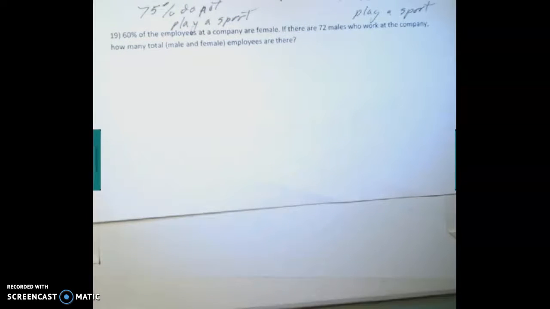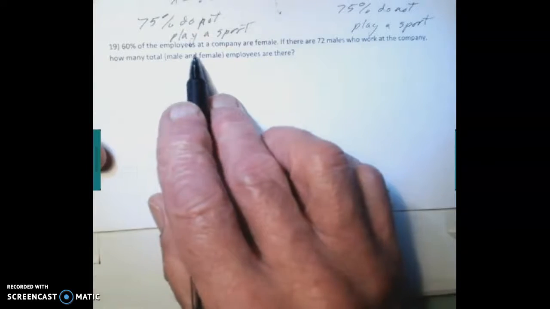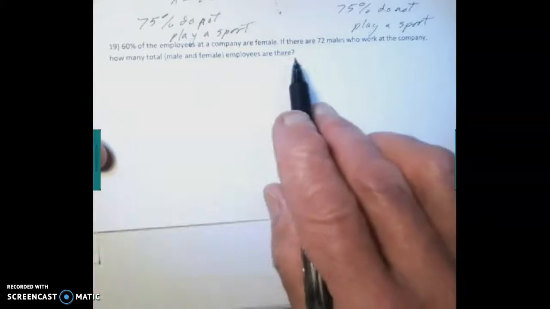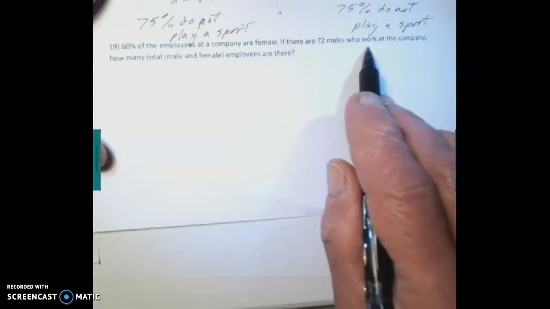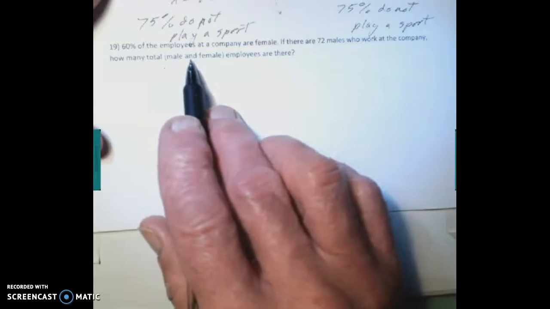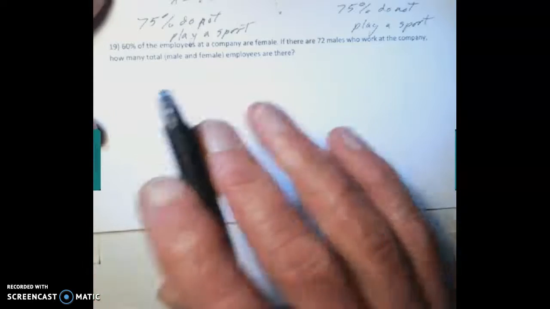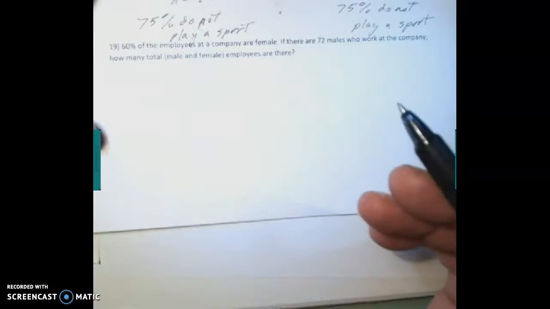Okay, Unit 6 Test Study Guide, question number 19. 60% of the employees at a company are female. If there are 72 males who work at the company, how many total male and female employees are there? Okay, we've got an issue here.